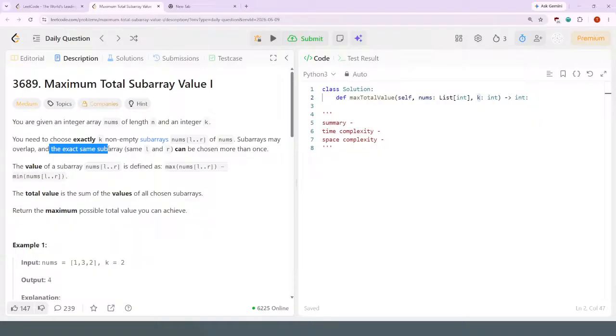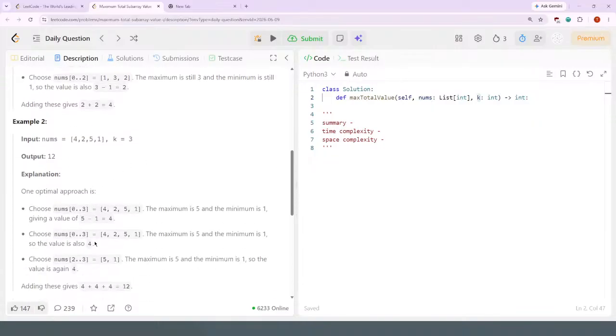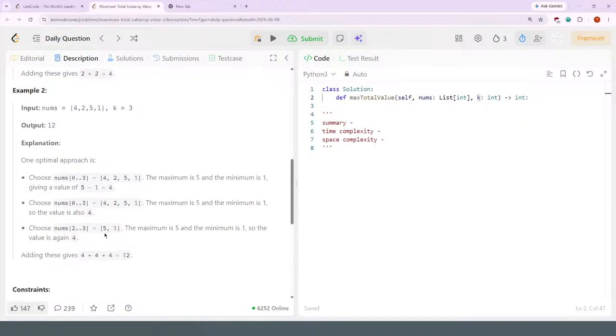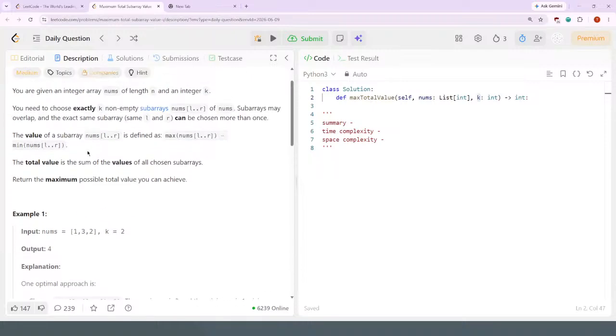Subarrays may overlap, and the exact same subarray, L to R, can be chosen more than once. Why are they choosing 3 different ones if they can just choose the same ones? What? You need to choose exactly k non-empty subarrays. Subarrays may overlap, and the exact same can be chosen more than once. So when would you ever not choose the same?